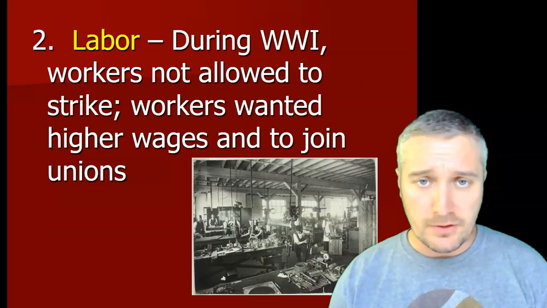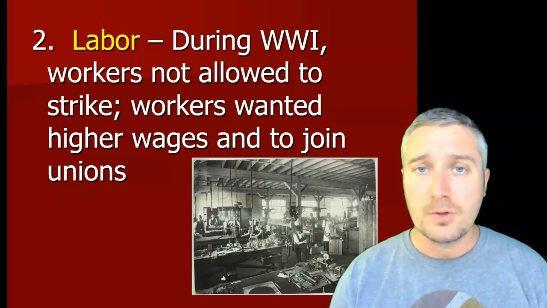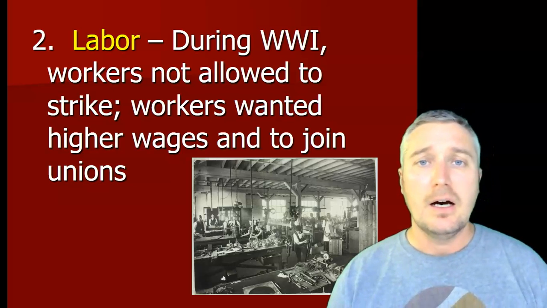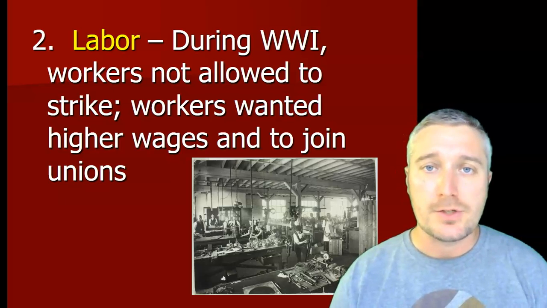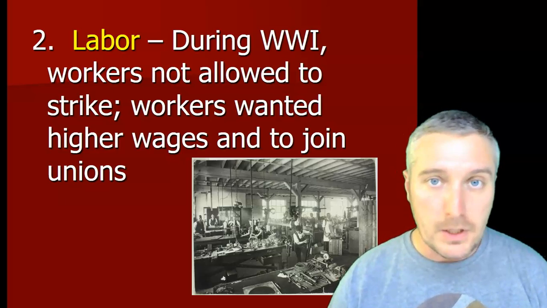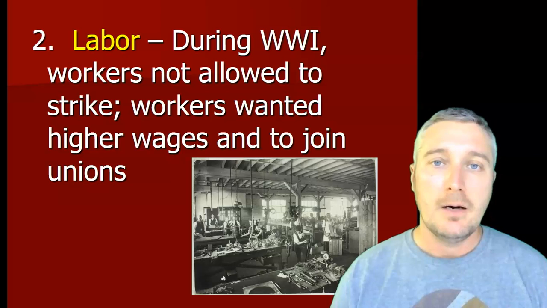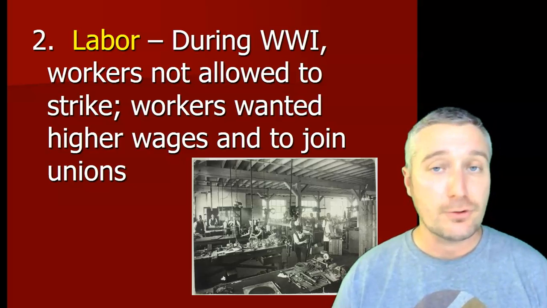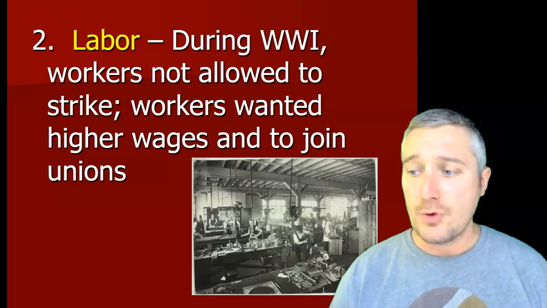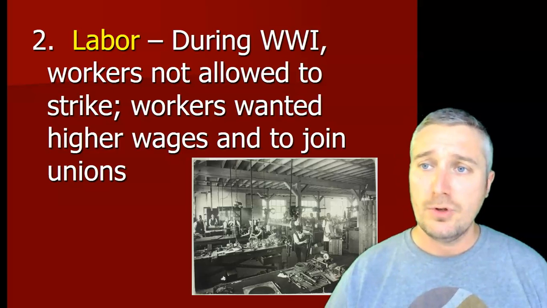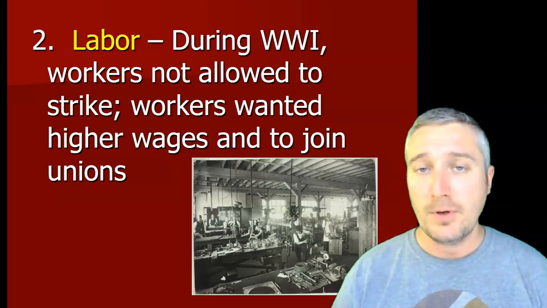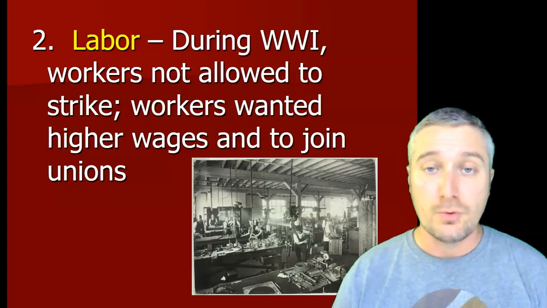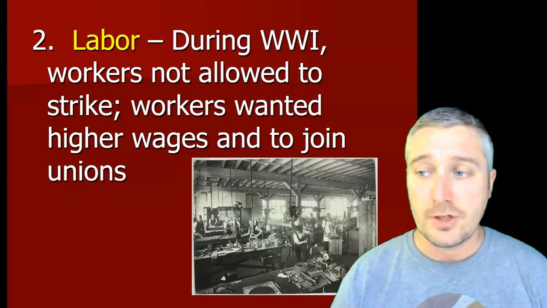Now, labor had gone through a number of changes as well. Remember, in World War I, we talked about how a lot of jobs had become open because men had gone over to fight. 4 million men had left their jobs and had gone to fight. So a lot of factory jobs were open, and you had women take those roles. You had minorities take those roles who previously would not have been allowed to work in those occupations.